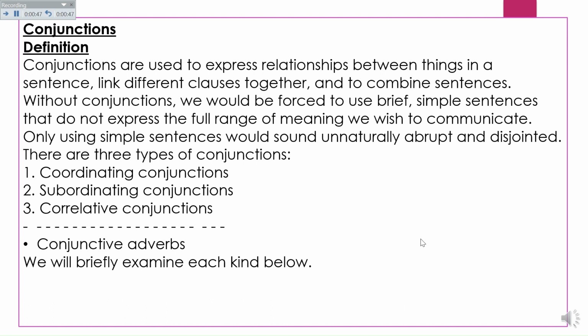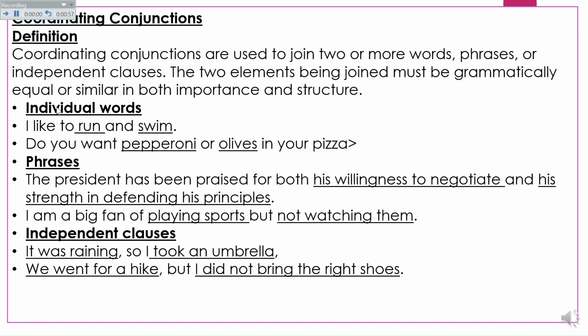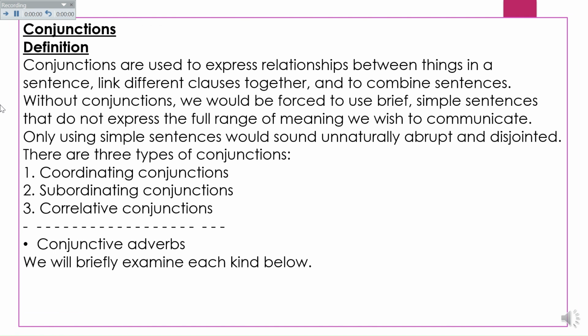So let's start this topic. So what are conjunctions? Guys, conjunctions are part of speech. Let's talk about what its definition is. Conjunctions are used to express relationship between things in a sentence. What are things in a sentence? Words, clauses, and phrases are things in a sentence. They link different clauses together and combine sentences. Guys, I will make a separate video about clauses and sentences so we know about them in detail.